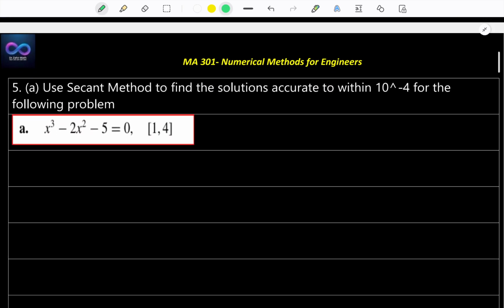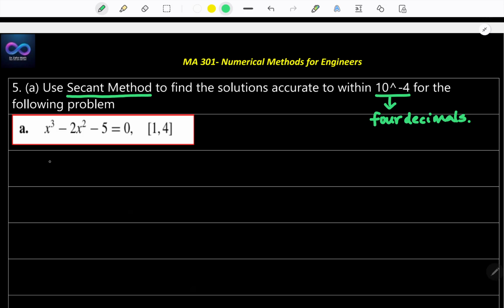Let's go to the first question. Once again, while watching, do not watch this video without a calculator in your hand, because all the work I'm going to do using a calculator. All the formulas I'm going to type in the calculator only. Use the secant method to find the solutions accurate to within 10 power minus 4. You have to fix the calculator for 4 decimals. Problem number 1: x cube minus 2x square minus 5 equal to 0 in the interval 1 comma 4.